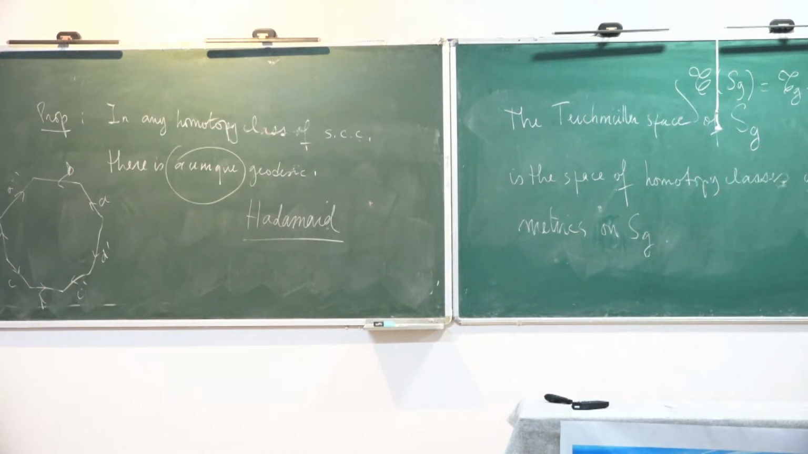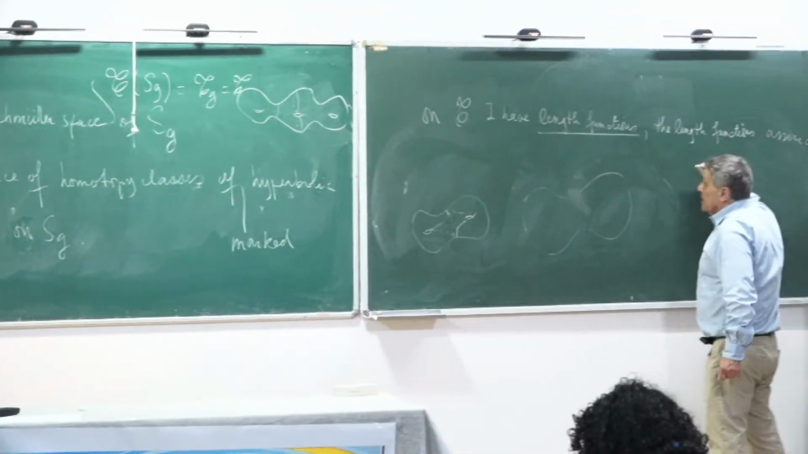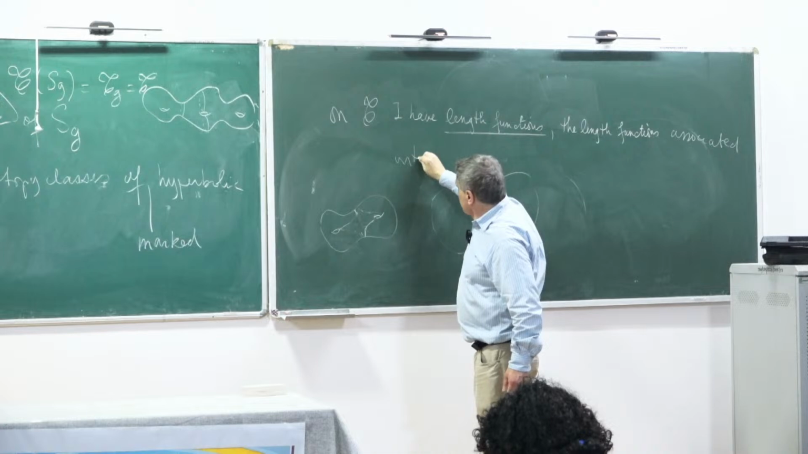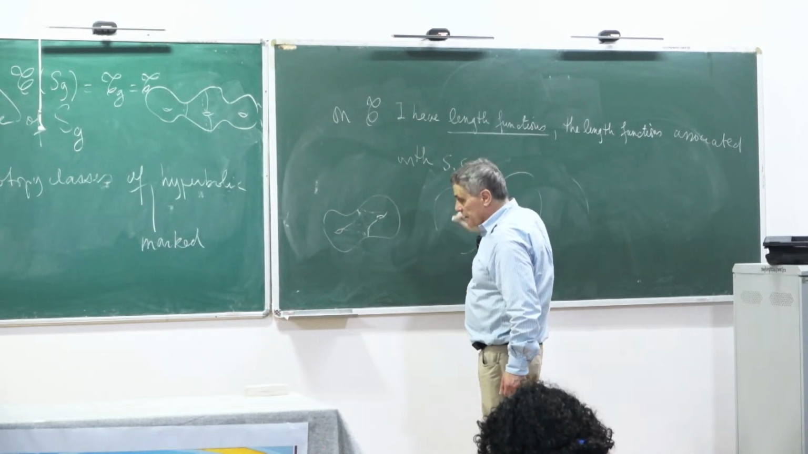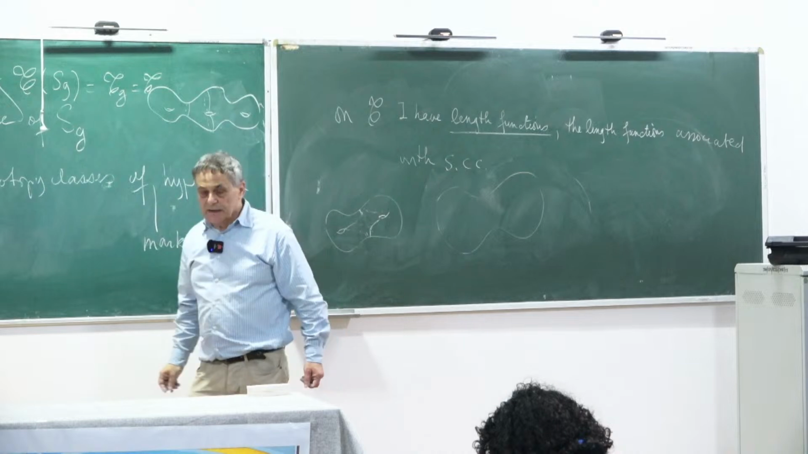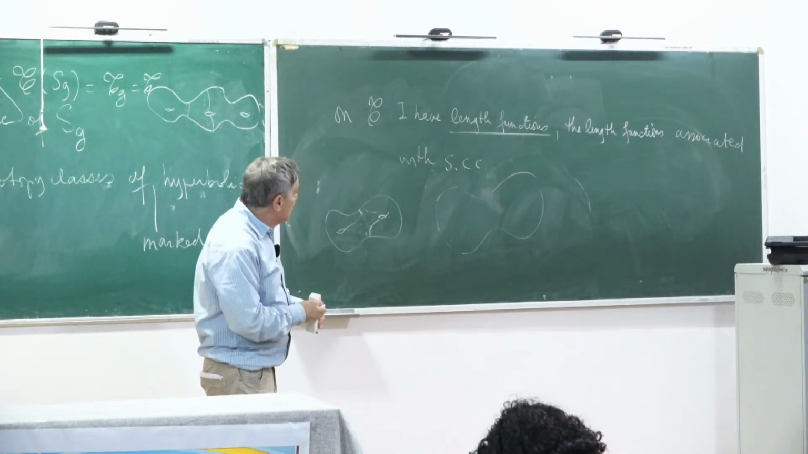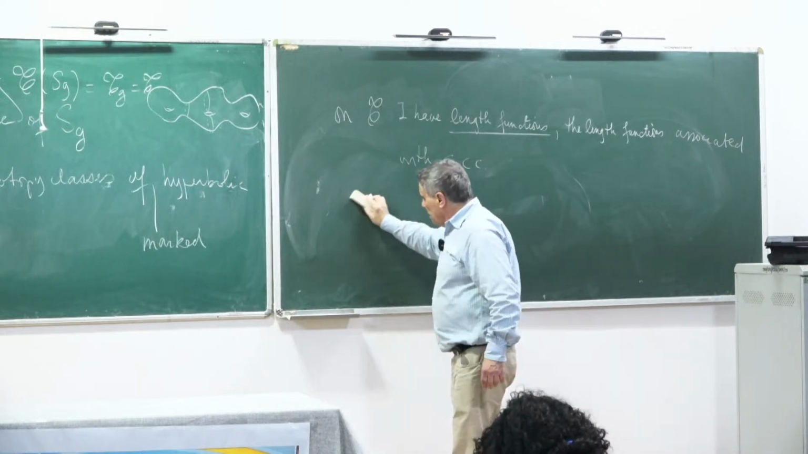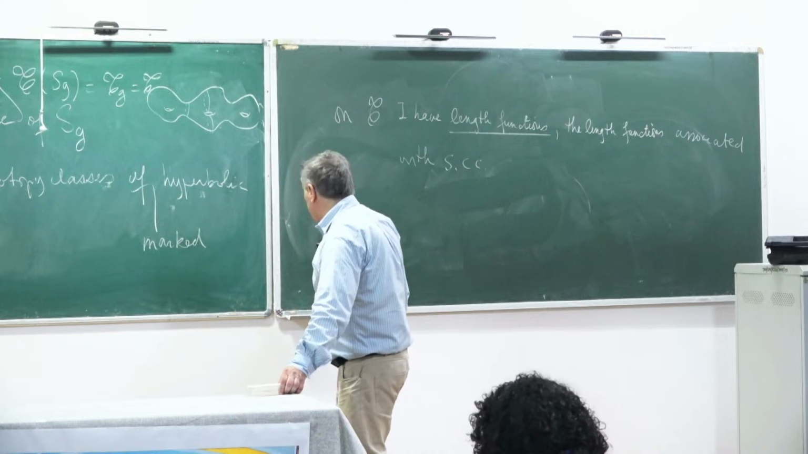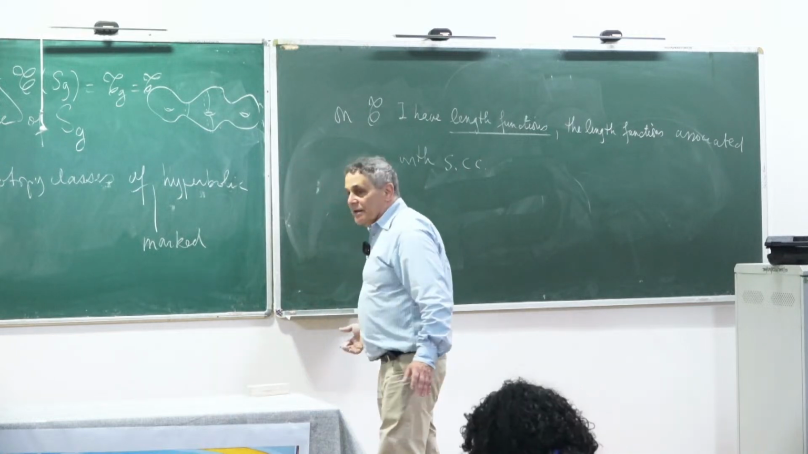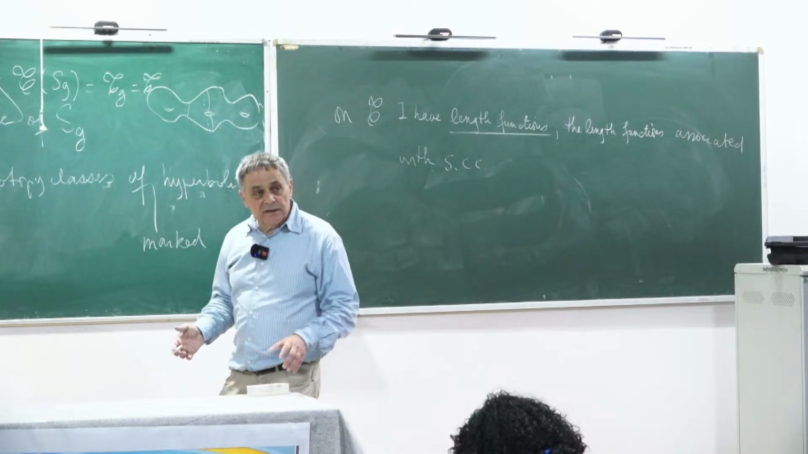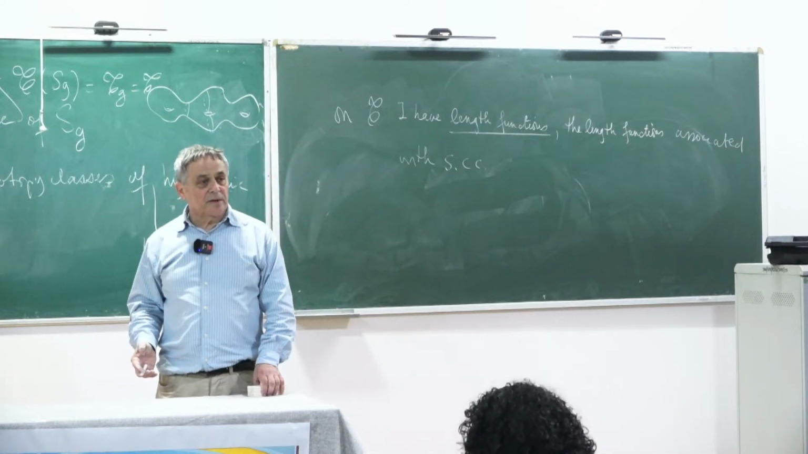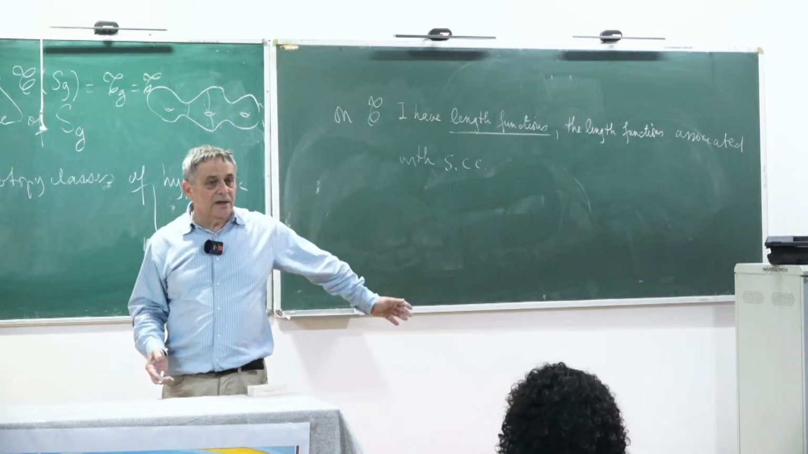So I was saying here that I have length functions. The length functions associated with simple closed curves, and I insisted on the marking. The marking is the thing which distinguishes one simple closed curve from the other. Okay, and then I said that I have infinitely many simple closed curves, right? You remember this? I said that I have infinitely many.